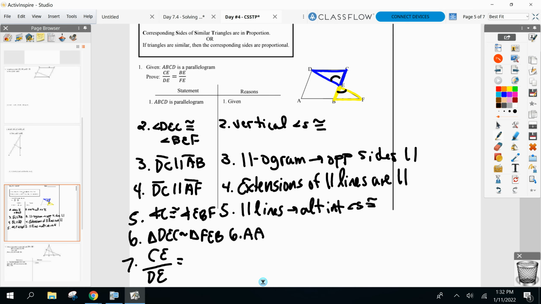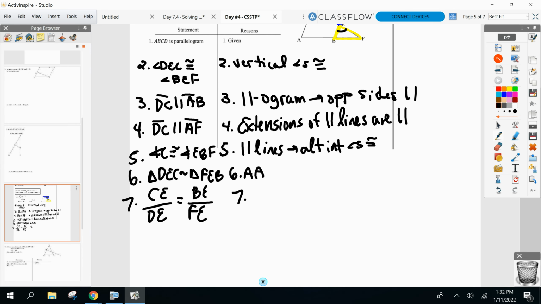So here's my proof statement. And here's our new reason. You can write the abbreviation like CPCTC: corresponding sides in similar triangles are proportional. I don't think it rolls off the tongue as nice as CPCTC, but it is what it is, CSSTP. And it's right above in the box too. Corresponding sides, similar triangles are proportional. Guys, all good?